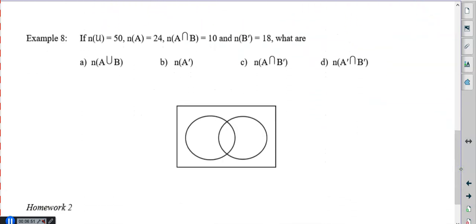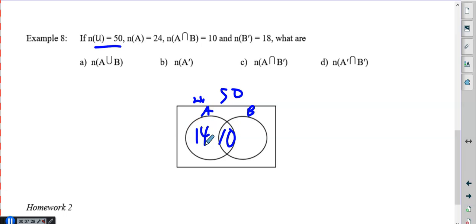Last one. The union is 50. We have A and we have B. It says A is 24. So we know 24 is this A. A and B is 10. We know this goes in the middle. So if A is 24, I don't know why I wrote 18. I said 10, but I wrote 18. I guess I saw that 18 over there. So A is 24, the middle is 10, that gives us 14 that's in A but not B.